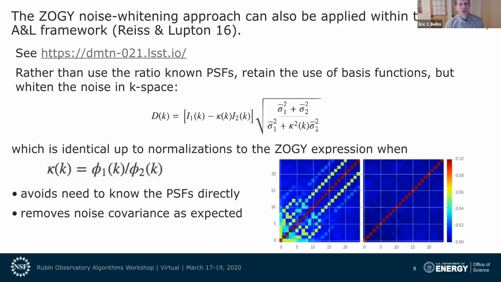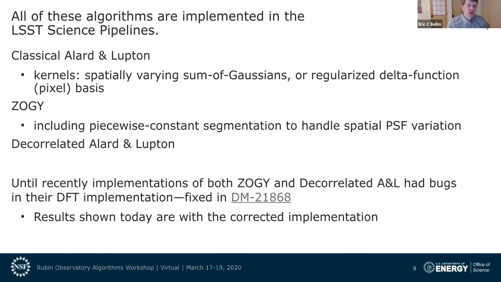So this is the algorithm where we focus most of our attention in the subsequent years. We do have all of these implemented in the science pipelines today. So the classical Alard Lupton with both pixel basis and some Gaussian kernels. We have an implementation of ZOGY, which also includes an extension that uses piecewise constant spatial segmentation so that you can allow the PSF to vary, as well as what we're calling decorrelated Alard Lupton.